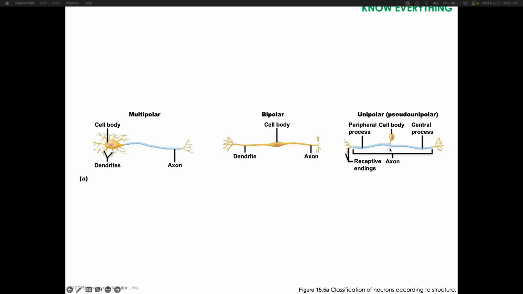And then lastly, we have our unipolar neurons. Unipolar neurons have a peripheral process and a central process. Only the distal portion of the peripheral process has receptive endings.